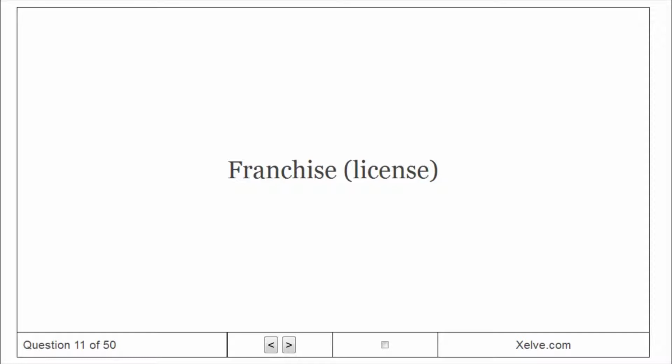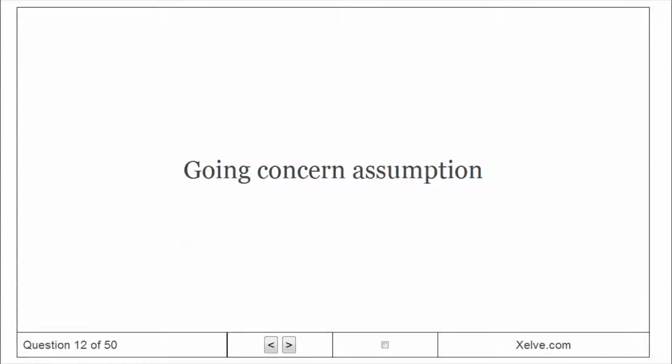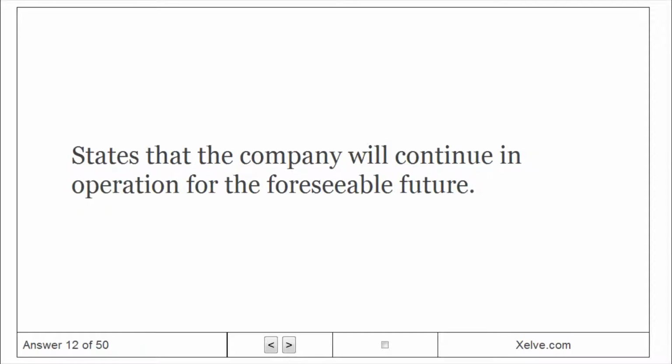Franchise. A contractual arrangement under which the franchisor grants the franchisee the right to sell certain products, provide specific services, or use certain trademarks or trade names, usually within a designated geographic area. Going concern assumption. States that the company will continue in operation for the foreseeable future.